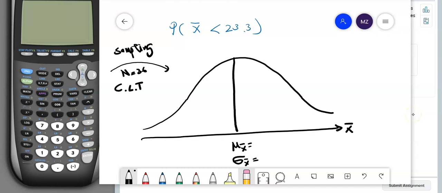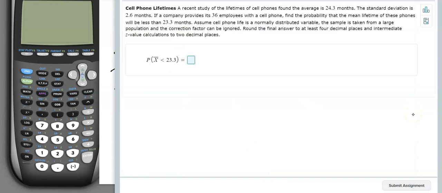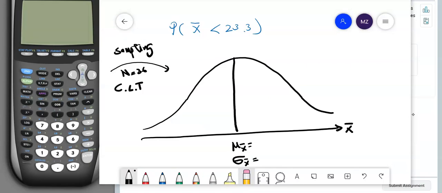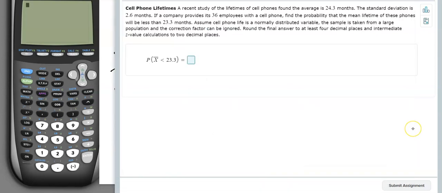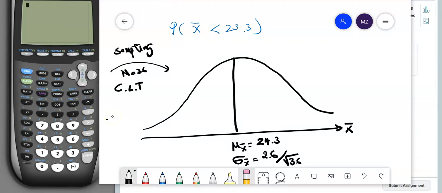All right, so now how can I do this one? The mean is 24.3, with the standard deviation 2.6, that's the original one. So the mean is 24.3, and the sigma is 2.6. However, you have to divide by radical 36. So this is what you need to do differently here. I just want to make sure 2.6 and 24.3. Yeah. Okay, good.